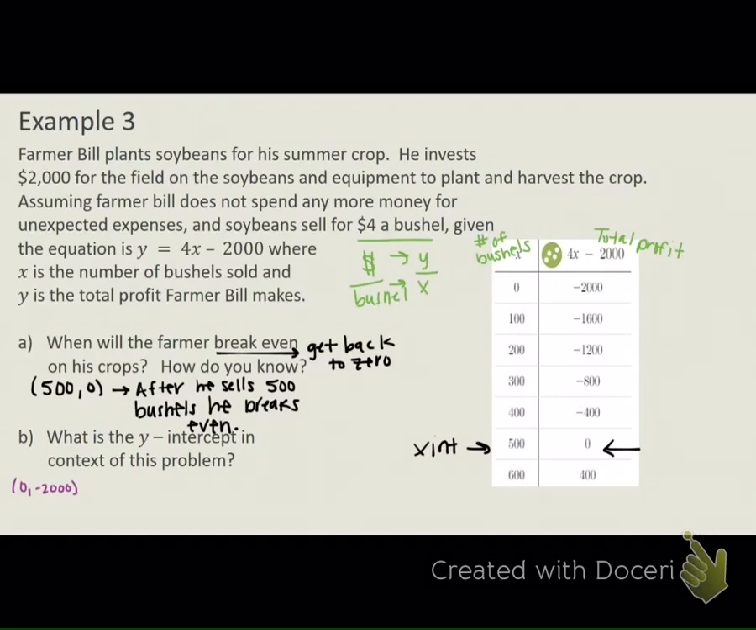Yeah, 0 is an initial. He initially spent $2,000, right? So you can either say if he never sells any bushels, he's going to stay in the hole, negative $2,000, or you can say his initial cost to start up the soybean bushels was $2,000. It doesn't matter which way you say it.